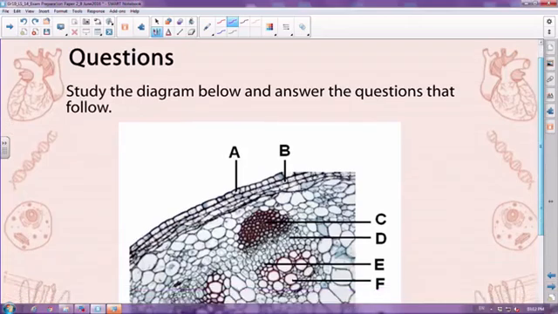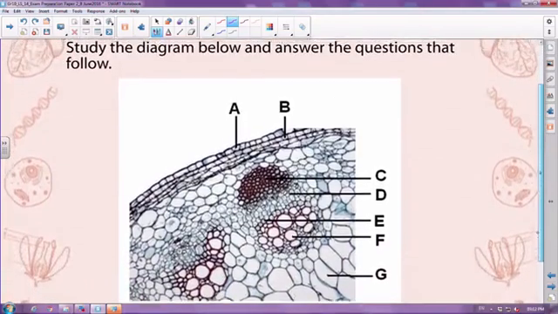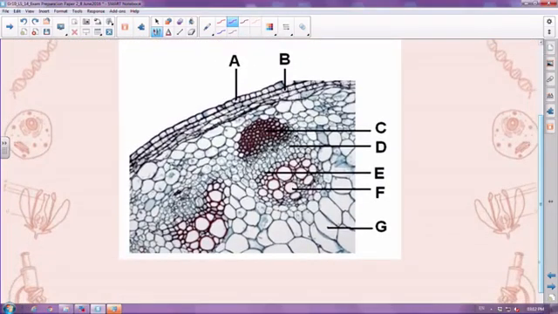Okay, so let's start off with question number 1. This says, study the diagram below and answer the questions that follow. The first thing that we do when we look at a diagram is try to identify what we are looking at. Looking at this diagram, the characteristic feature should have been this little feature over here, which is a vascular bundle. But let's see if the questions lead us to what is needed from us.